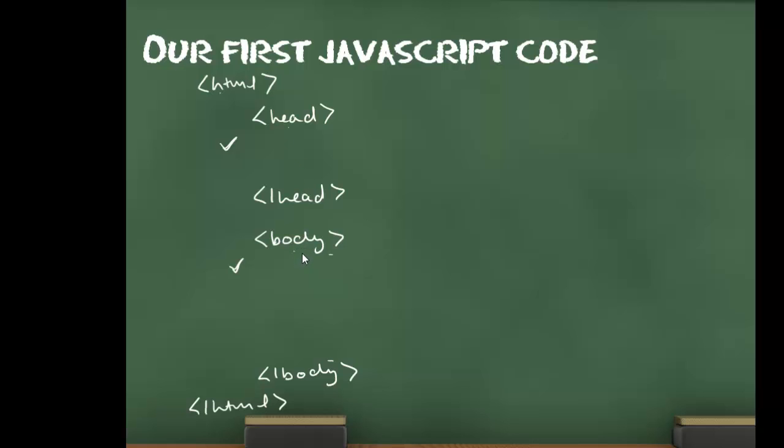Alright, so let's write our first JavaScript code. So what we have done is we have created a basic HTML page. Now we'll write the script tag. So we will put the script tag language equal to JavaScript, and we will close the script tag over here. Now we have created a section for the browser to understand that whatever we are writing in this section, please treat it as JavaScript. It's not HTML.